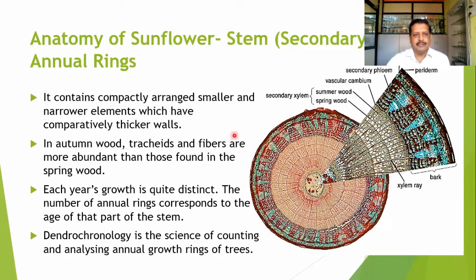In autumn wood, tracheids and fibers are more abundant compared to those found in the spring wood. आता ऑटम वूड मध्ये ट्रकीड्स आणि फायबर्स यांचा नंबर लार्जर आहे, म्हणजे झायलेम एलिमेंट्स तिथं जास्त आहेत, and because of that, they help in developing stronger wood. जिथं सेकंडरी फ्लोएम एलिमेंट जास्त असतील, naturally that wood becomes the softer wood. Each year's growth is quite distinct. The number of annual rings corresponds to the age of that particular part of the stem.